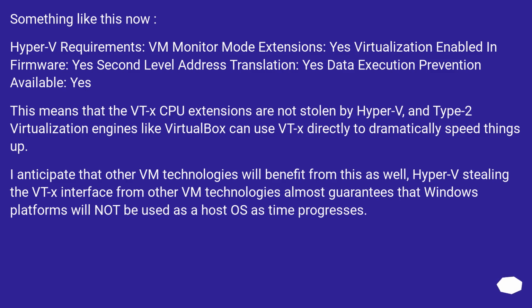This means that the VTX CPU extensions are not stolen by Hyper-V, and Type 2 virtualization engines like VirtualBox can use VTX directly to dramatically speed things up. I anticipate that other VM technologies will benefit from this as well. Hyper-V stealing the VTX interface from other VM technologies almost guarantees that Windows platforms will not be used as a host OS as time progresses.